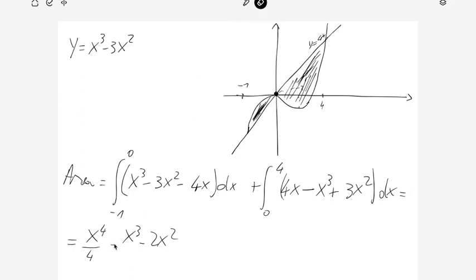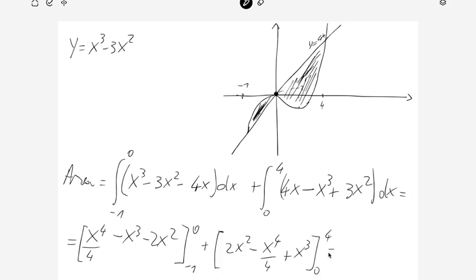Just minus x cubed minus 2x squared. And this is between -1 and 0. Plus, and we have 2x squared here. Minus x to the 4 over 4. Plus x cubed from 0 to 4.